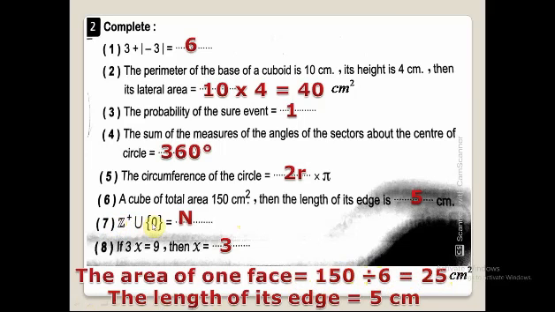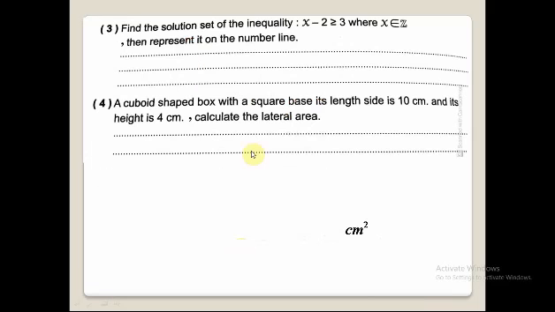Z positive union 0, when I have 0, 1, 2, 3, 4, it's natural numbers. If 3x equals 9, so x equals 9 divided by 3, because variable multiply a number, I divide by this number. So x equals 3.